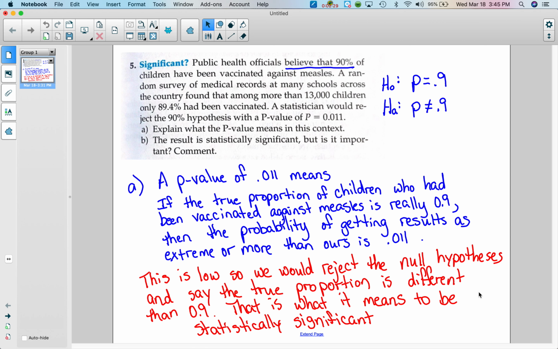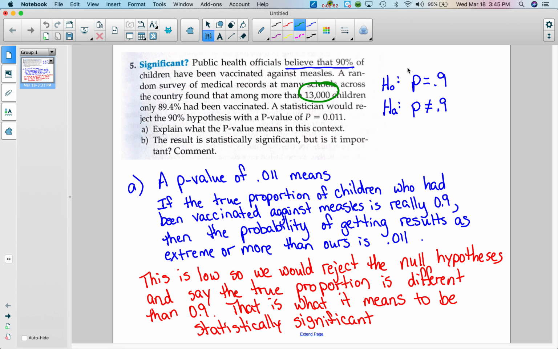But then in part B, they say, okay, so the result is statistically significant, but is it important? Comment. We're talking 90% compared to 89.4%. Is that really that important? And is it much of a difference? Sometimes you can get results that are statistically significant, but not practically important. And that can tend to happen in this situation right here.